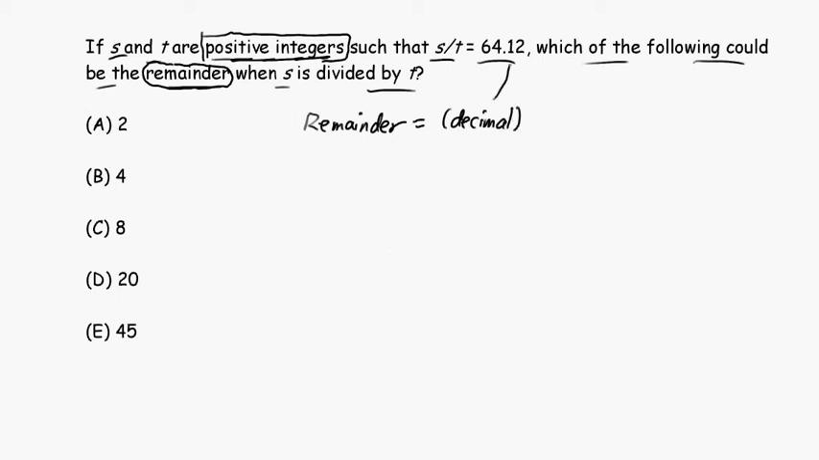What I mean by the decimal is 0.12 times the divisor, which is T here. So in other words, we can say that R equals 0.12T. And you might be thinking, how is that going to help? Well, let's clean this up a little bit.